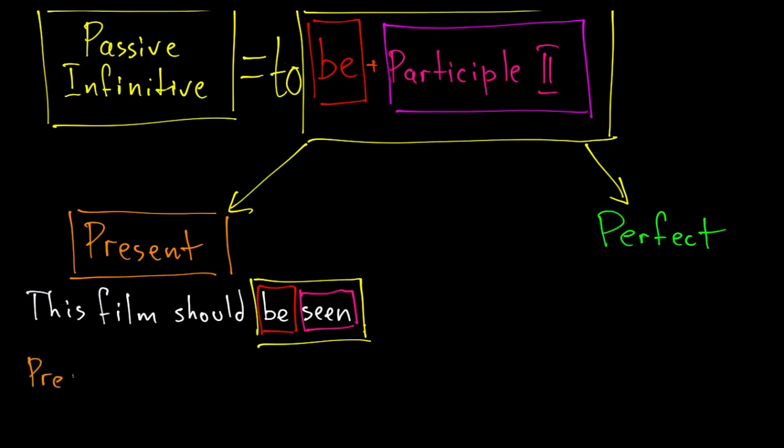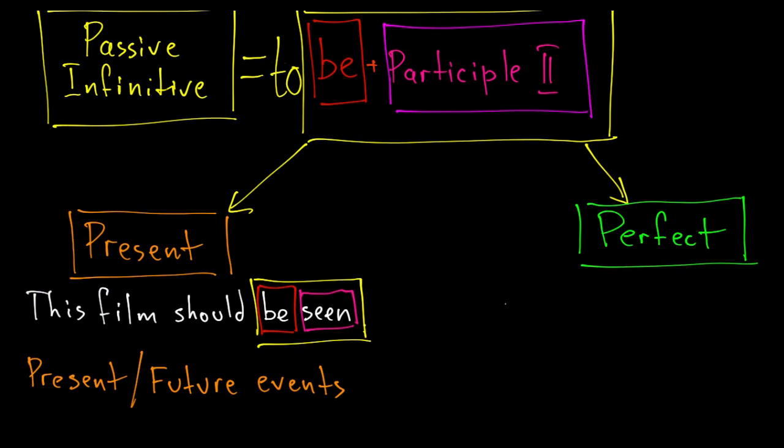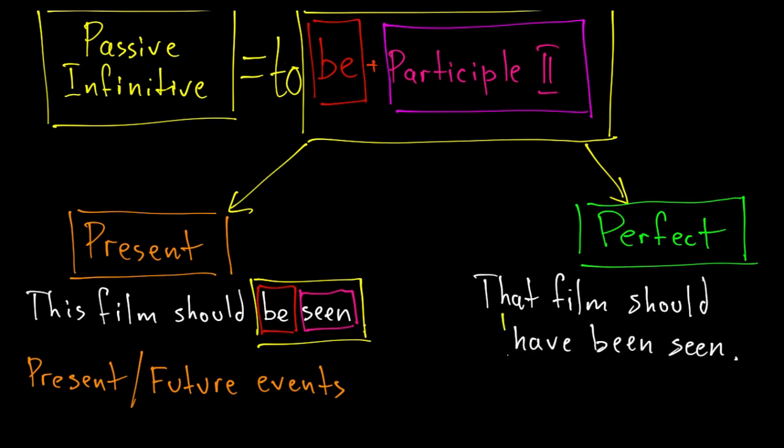But what about past? If I want to talk about some past events using passive infinitive, is it possible for me to do such a thing? Yes, of course, it is really possible. But here, my sentence will be slightly different. That film should have been seen. And all this strange, weird thing here is my perfect passive infinitive. Looks a bit long, but this is it.